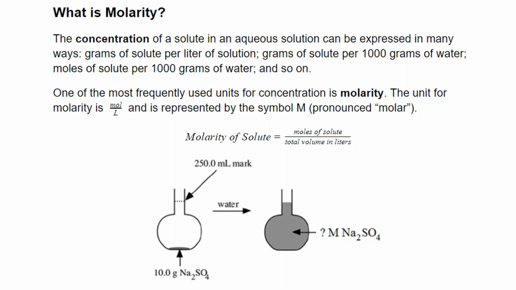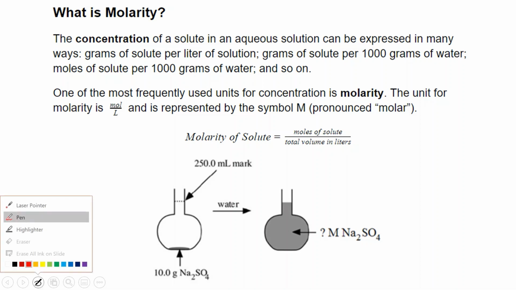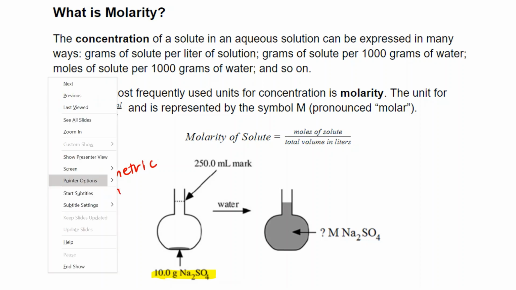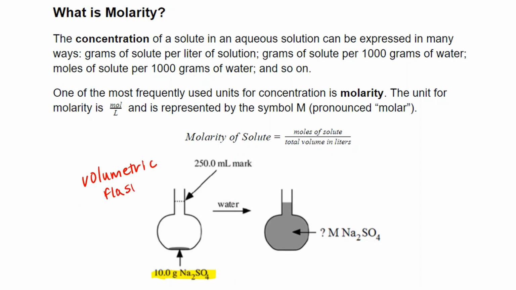So when you make a solution, you can measure out the mass of the solid that you want to be the solute, and then you add that to what's called a volumetric flask. So this is a very precise measuring tool. It only measures one volume, but it measures that volume to a very high precision. So we would fill it up to the mark with water, and then that would be our solution.